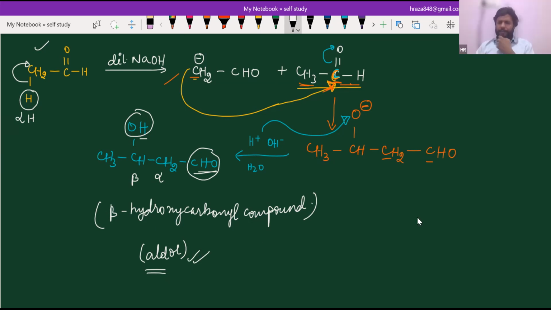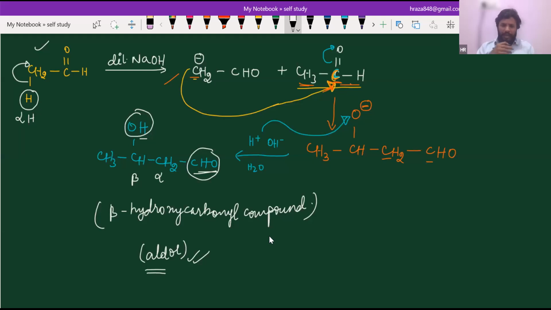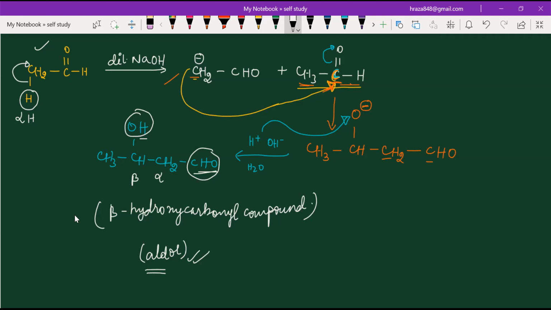Ahmad, Zair, Alan, please do write it. This does not end here. I'm going to explain the aldol condensation also. So there will be aldol condensation. First write it and then let me know. Sir, what is the difference between aldol and aldol condensation? Condensation means removal of water.